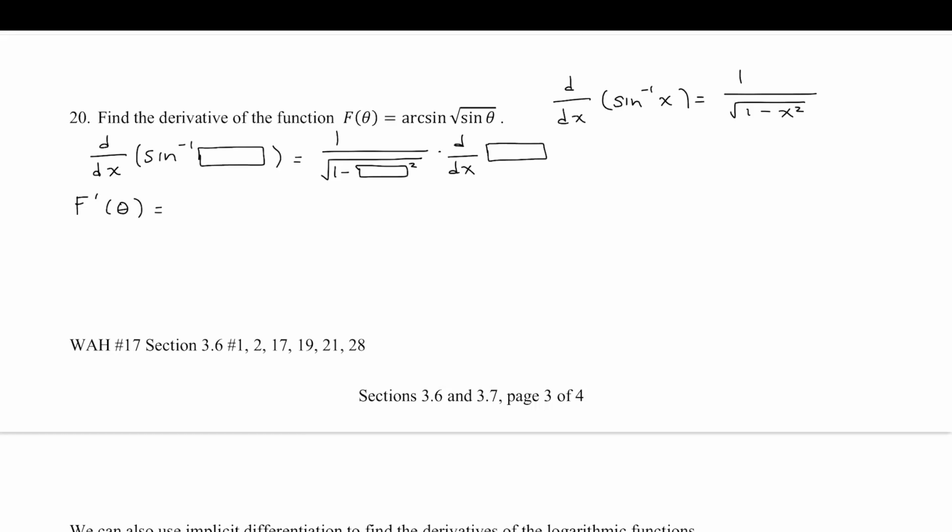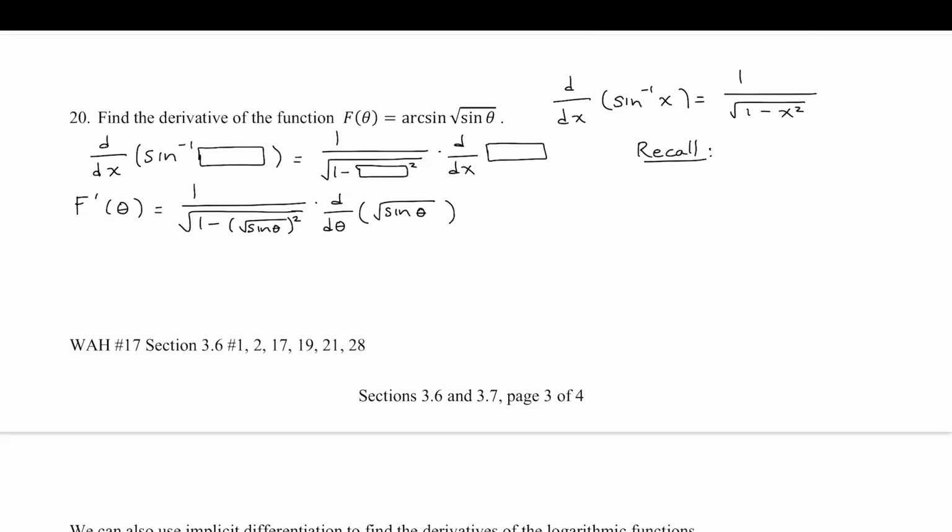Okay, so I'm going to actually, instead of filling in the boxes, write all this out. So again, notice my input variable is theta, not x, so I was just doing something more general there, but I have to take 1 over the square root of 1 minus the square root of sine theta squared times the derivative with respect to theta of the square root of sine theta.